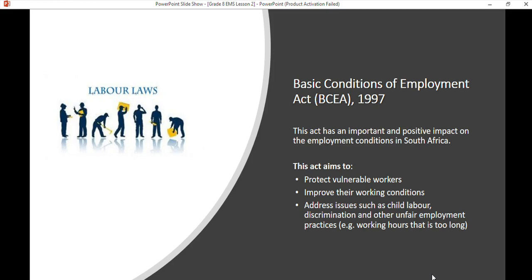Okay, and this is to protect vulnerable workers, to improve their working conditions, and to address issues such as child labor, discrimination, and unfair employment practices. So part of that is you have to be a minimum age. Child labor is the case in many foreign countries where they use kids to work in factories to produce, for example, clothing. Discrimination is still a big issue in South Africa, and they wanted to address that topic with this legislation, and other unfair employment practices. So they forced people to work long hours without paying them or giving them a break.